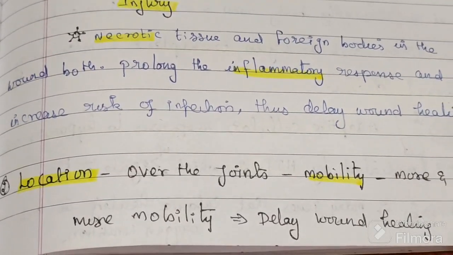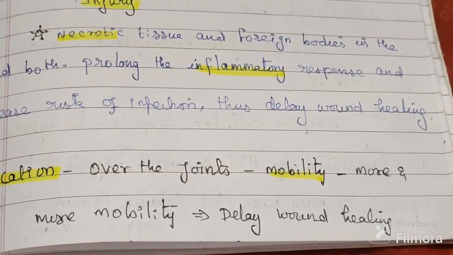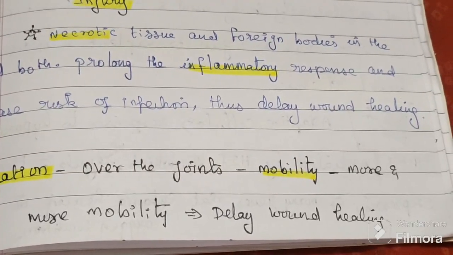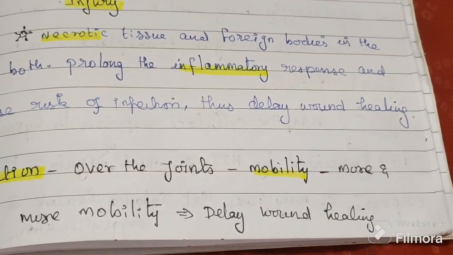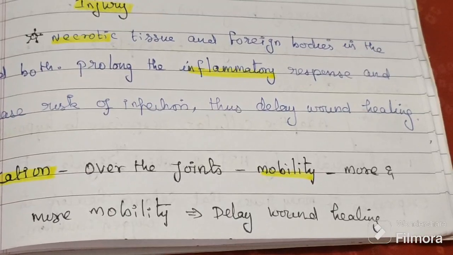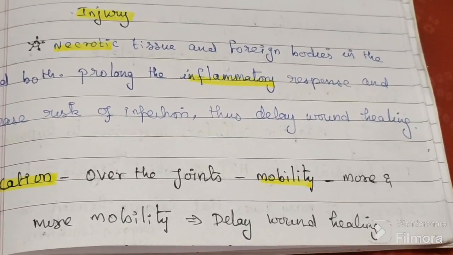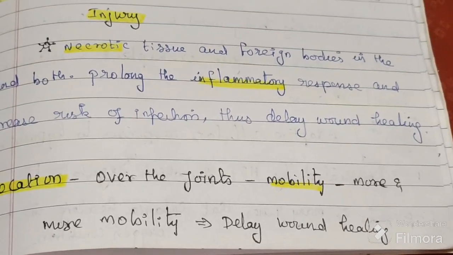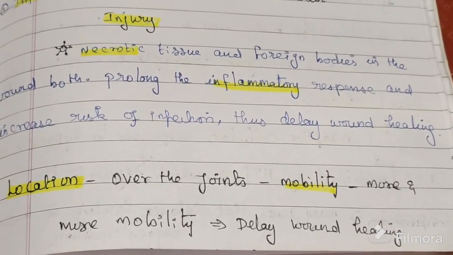The second important factor is location. The location of the wound is particularly important over a joint, where the mobility cannot be restricted. If there is more and more mobility, the delay in wound healing is greater. Because of more and more mobility, it will take a long period of healing.